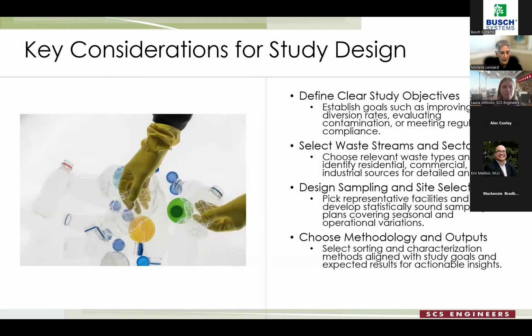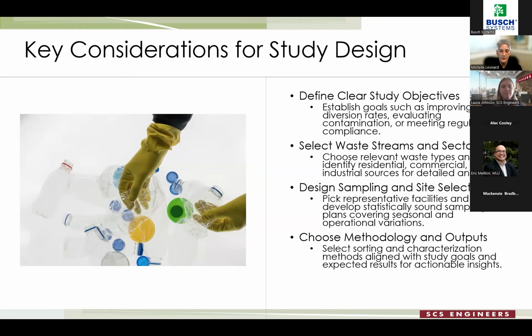So when you're initially designing your study, there are some key considerations. Probably the most important one is to define your objectives for the study. What information do you want to get out of this study, and what is the information going to be used for? It could be used to identify the existing types and quantities of disposal, but it also may be used to identify: is there contamination in the recycling stream?